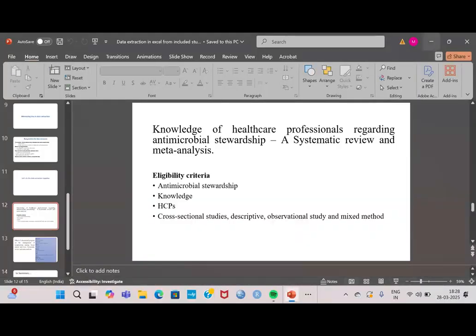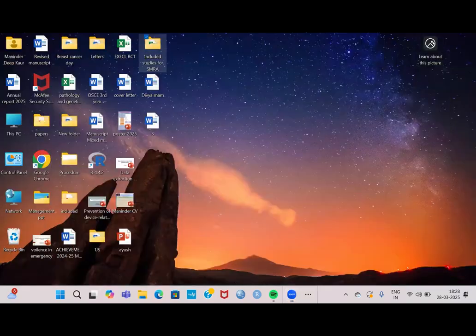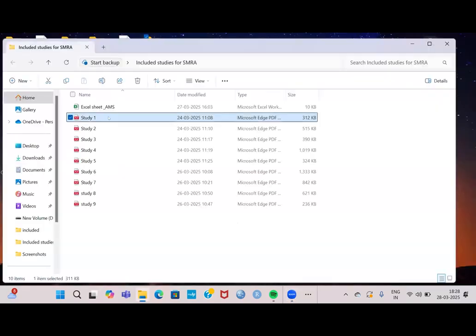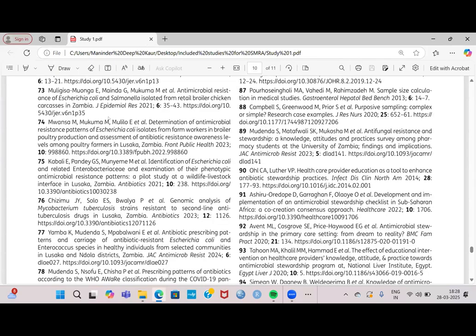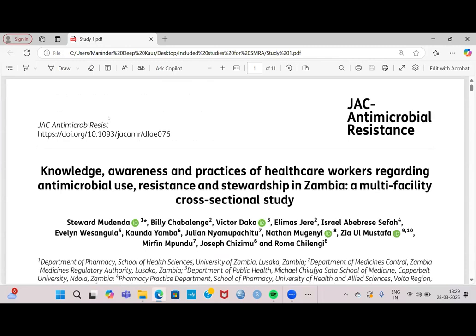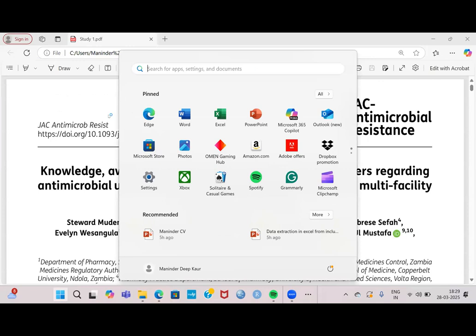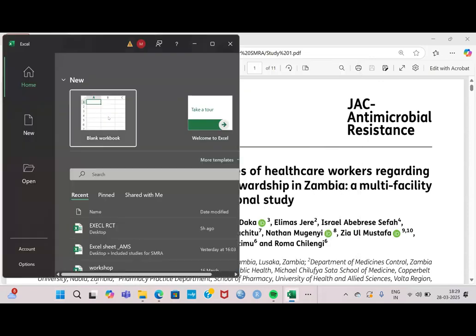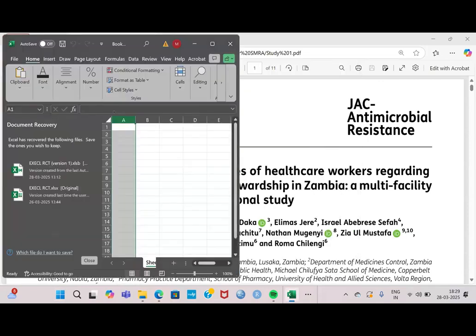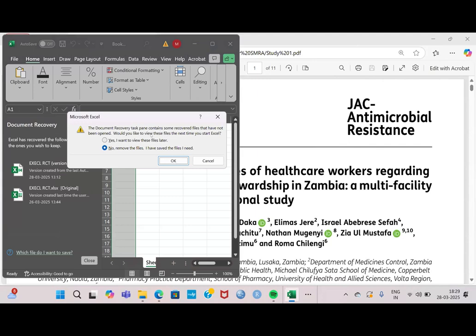So this is study one. I have already searched the studies according to the research question. Again, I will open my Excel sheet so that we can enter the data simultaneously.